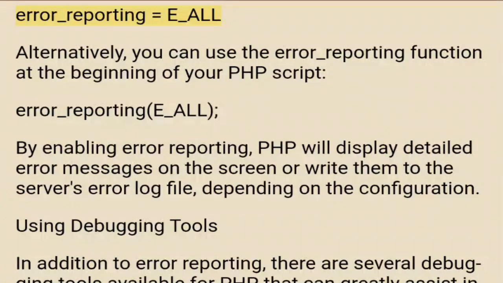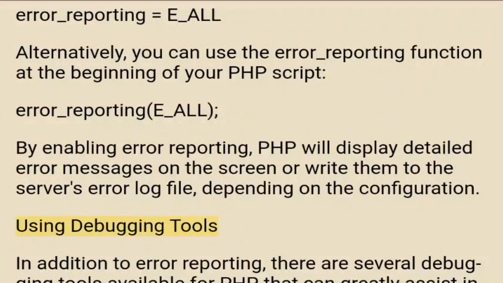error_reporting = E_ALL. Alternatively, you can use the error_reporting function at the beginning of your PHP script: error_reporting(E_ALL). By enabling error reporting, PHP will display detailed error messages on the screen or write them to the server's error log file, depending on the configuration.